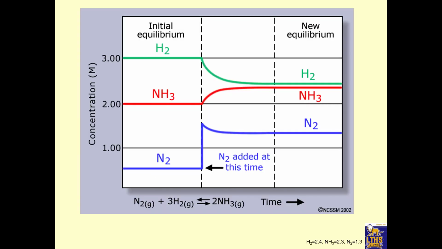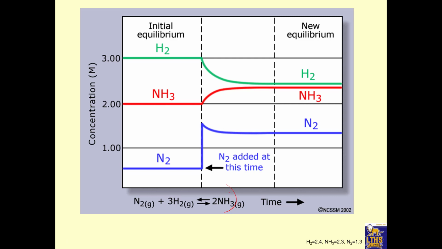Or graphically, how does it look? Here's equilibrium. You've got products right here, NH3, and reactants, and here's their amount at equilibrium. All of a sudden, N2 was added right here. You can see that spikes. That means N2 was added. So let's see what happens to the concentrations.